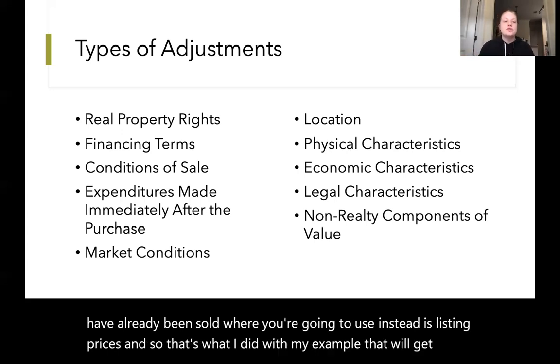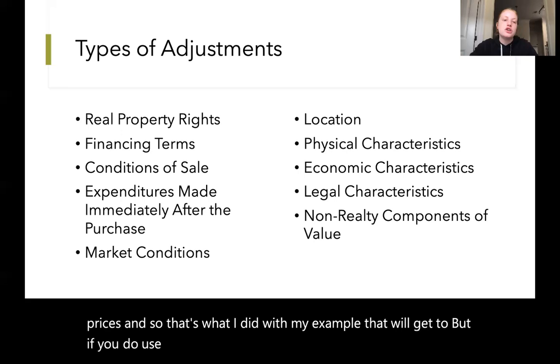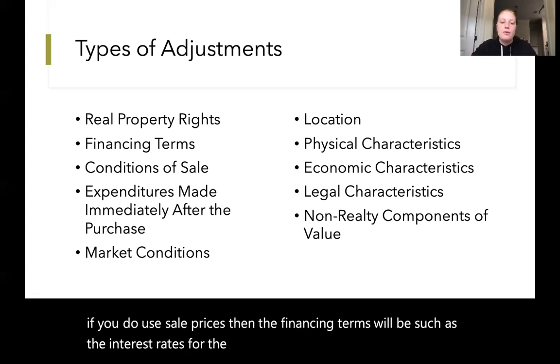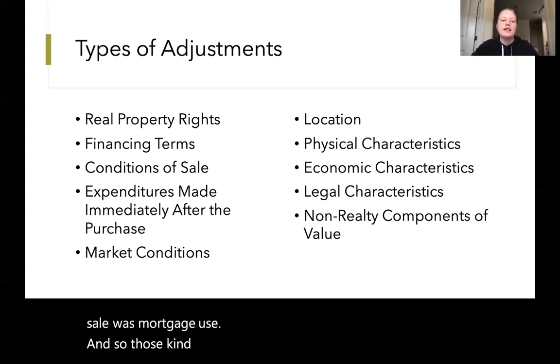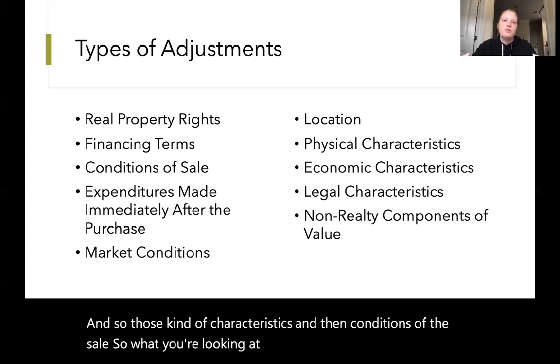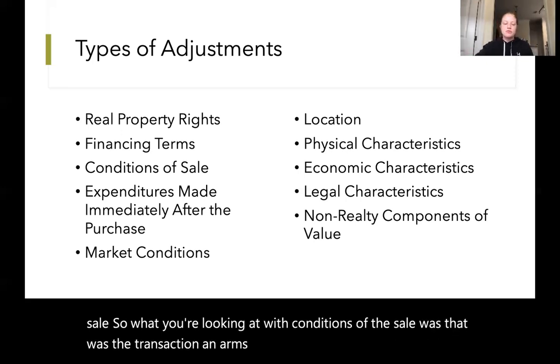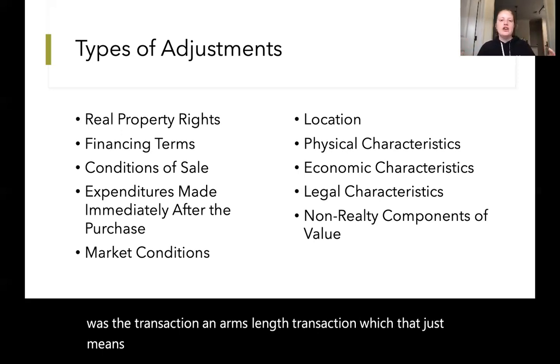But if you do use sale prices, then the financing terms will be such as the interest rates for the sale, and was it an all cash sale? Was a mortgage used? And those kinds of characteristics. And then conditions of the sale. What you're looking at with conditions of the sale is, was the transaction an arm's length transaction, which just means that the buyer and the seller had no undue influence on each other.